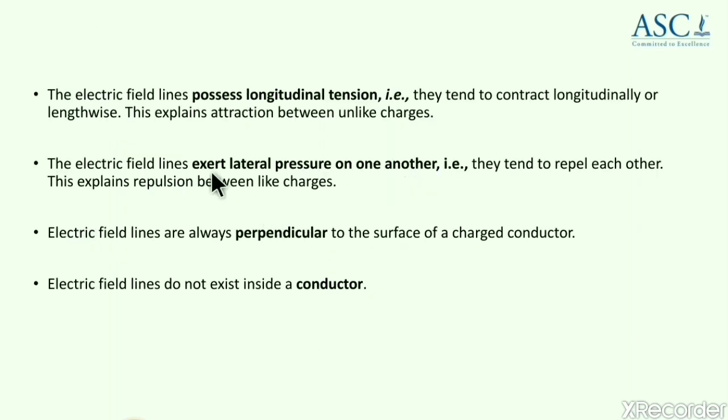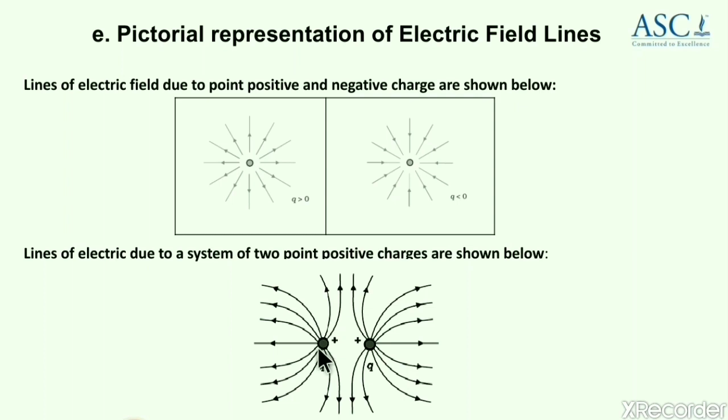And now the next property is almost like that, that is, they exert lateral pressure on one another, they tend to repel each other. This explains repulsion between like charges. Meaning is, in this diagram two like charges you have, plus and plus, and here you can see plus and plus like charges cannot come close to each other due to the electrostatic force of repulsion, and hence when you draw lines, those two lines can never meet, as we have learnt already in previous properties.